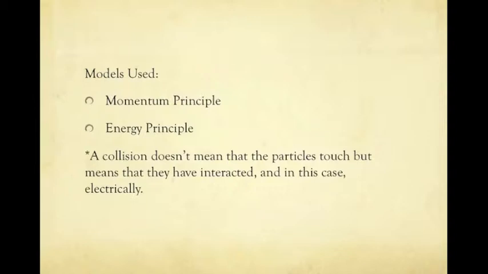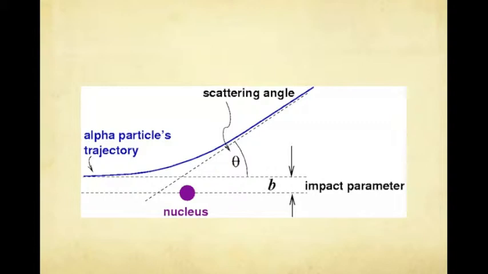The models used include the momentum principle and the energy principle. It's also important to note that a collision doesn't mean that they make actual contact, but that they've just interacted electrically. Here's a diagram of the experiment. An alpha particle is shot at the gold foil a certain distance y above the nucleus in the foil, and this is identified as the impact parameter b, and it's deflected at an angle theta.